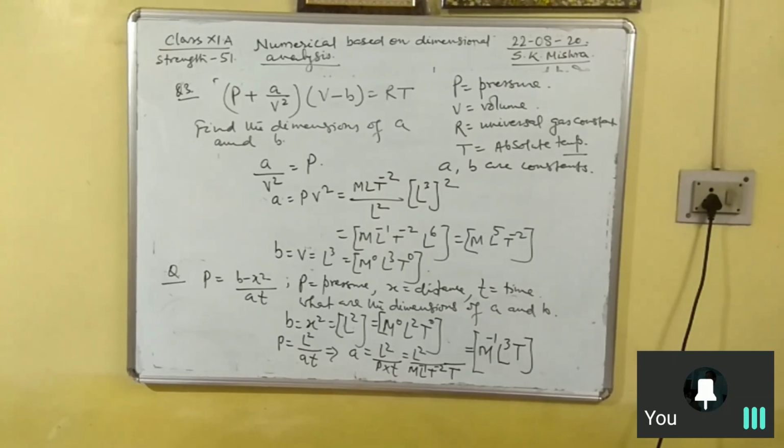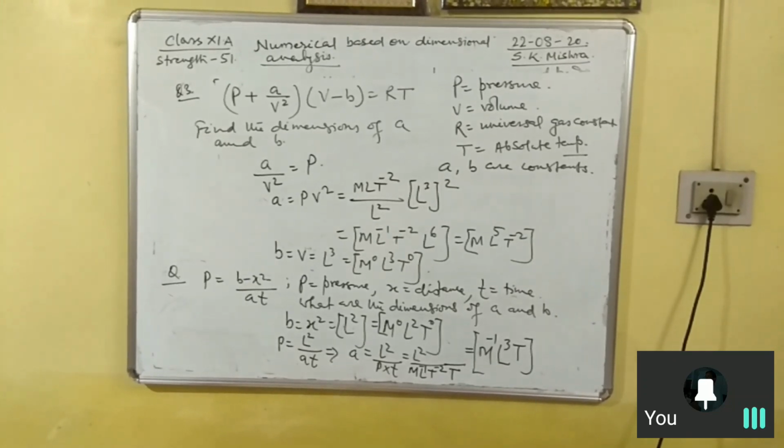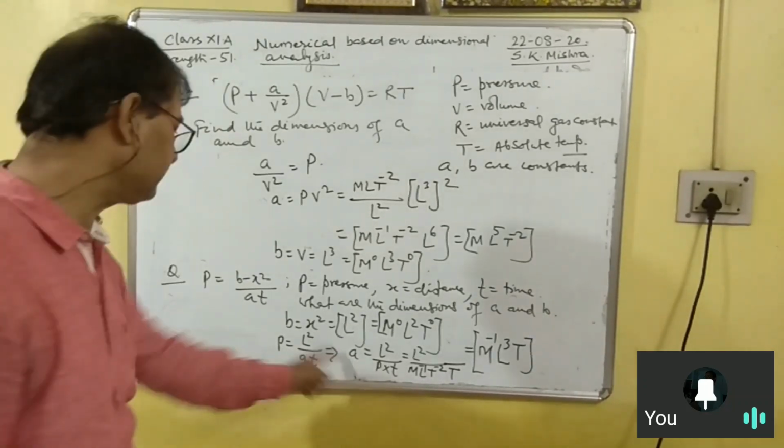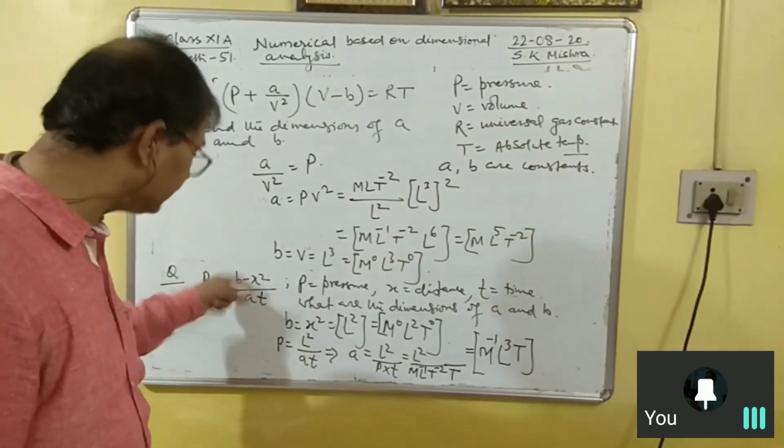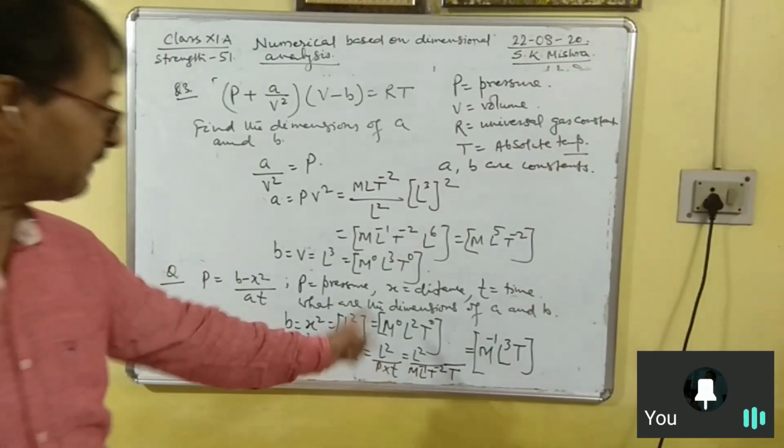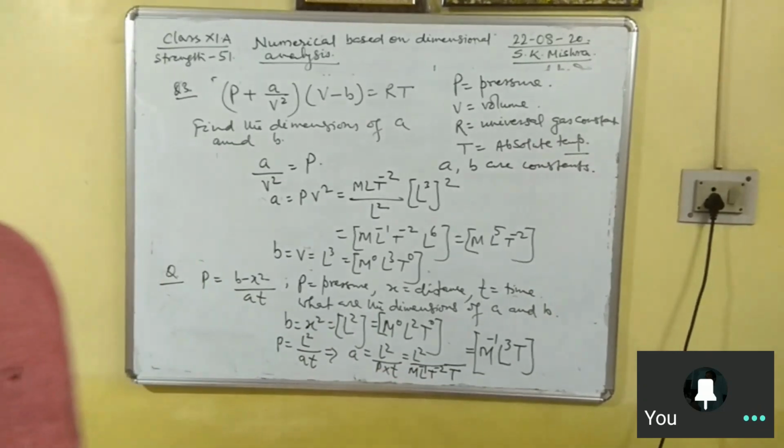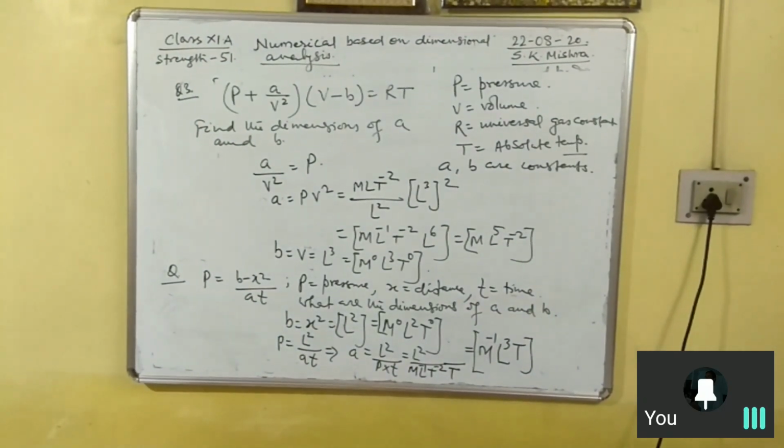And if the question is to find the dimension of A by B, divide A by B. Find the dimension of A into B, you can just multiply them. Okay, take the snapshot. Taken.